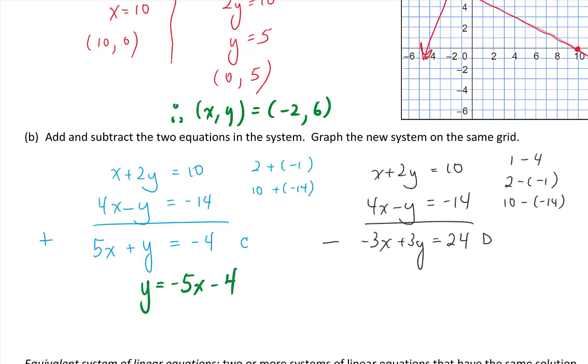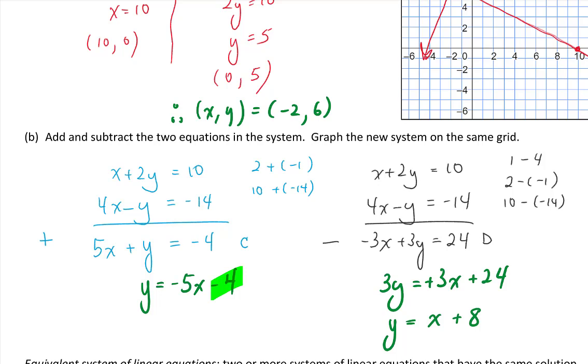Similarly with the next one, I'm going to isolate for y. So I'm going to get 3y equals, I'm going to add 3x to both sides. Then I'm going to divide each term by 3. So that gives me y equals 3 divided by 3 is 1x, plus 24 divided by 3 is 8. So let's quickly look at these.